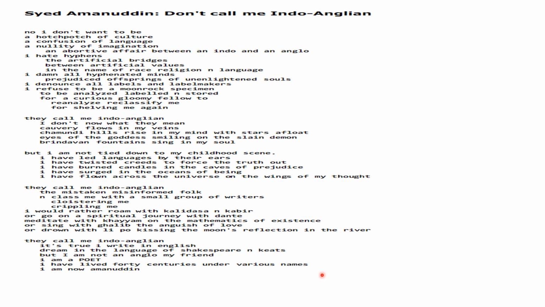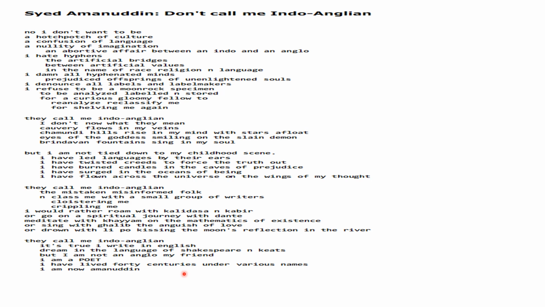Neither I'm Anglo, neither I'm Indian, neither I want to be classified into any category. What he wants to be called is poet. I am a poet and I have lived 40 centuries under various names. और मैं सदियों से जिया आ रहा हूँ, अलग अलग नाम बदल के, अलग अलग भाषाएं बदल के, अलग अलग रूप बदल के. And right now what my current name is, I am now Amanuddin. So that's the beautiful, powerful personal confession poem that he has written.